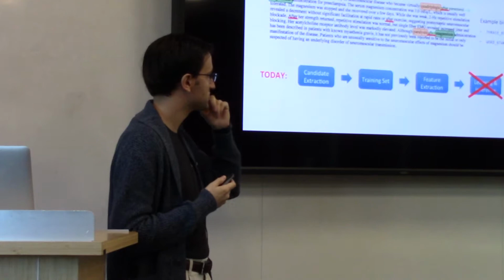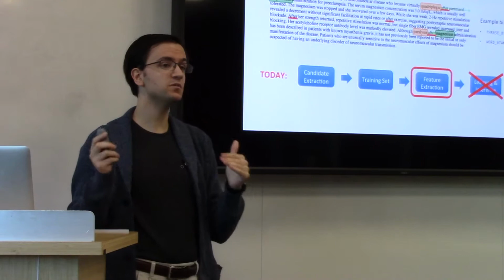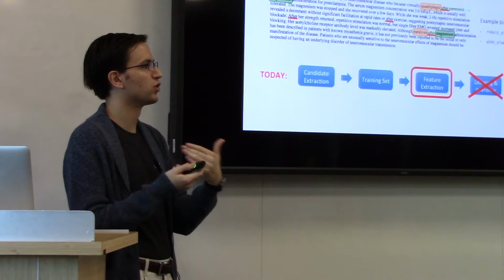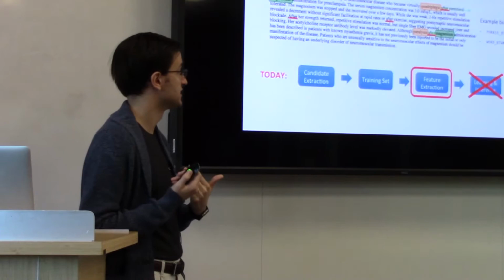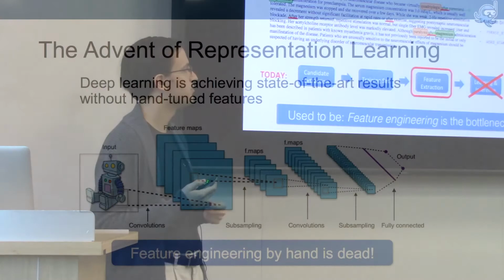So what about feature extraction? It used to be that this is where machine learning people would get hung up. If you've worked with any machine reading systems, maybe you spent some time actually doing this, and it's very time consuming. So this used to be the bottleneck.